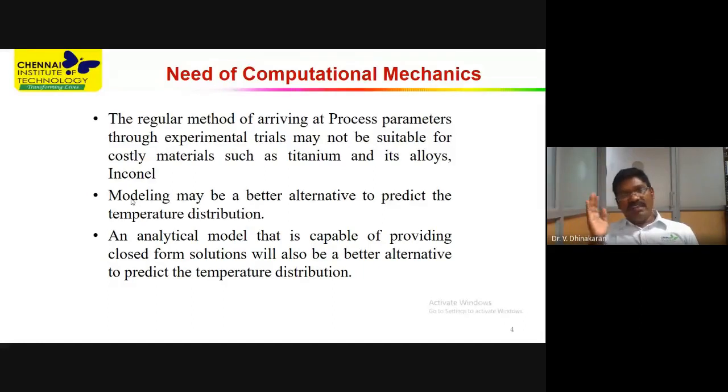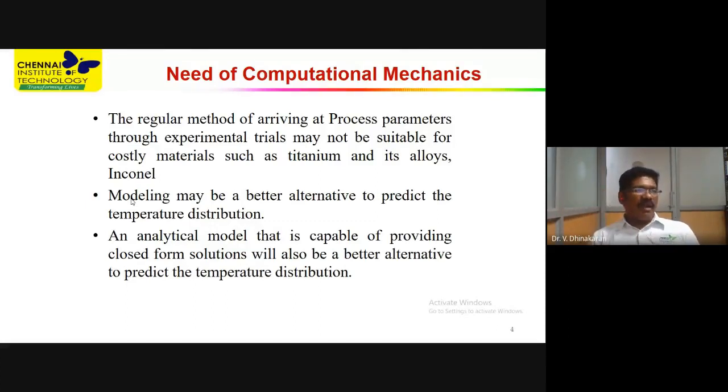So computational mechanics is not a substitute for experimental analysis, because seeing is believing. In experimental analysis, whatever we are seeing, that is believing, but in computational mechanics we cannot see, so most of the things are based on assumptions. So computational mechanics is an alternate method to find out the solution for the physical problem, but it is not a substitute method. So you should clearly understand that.